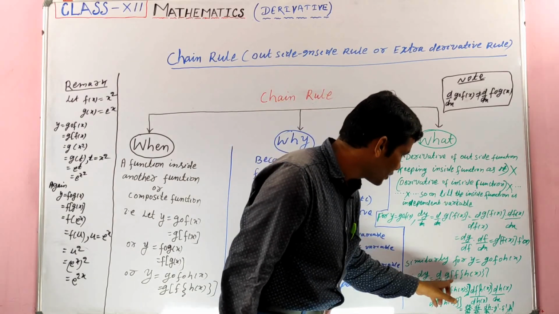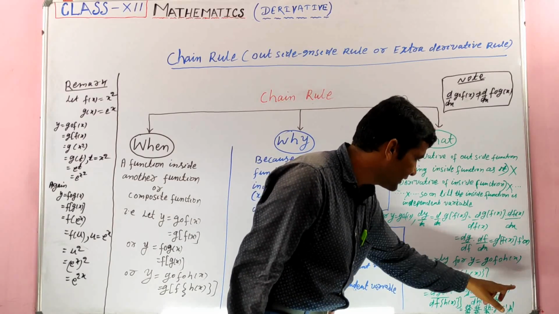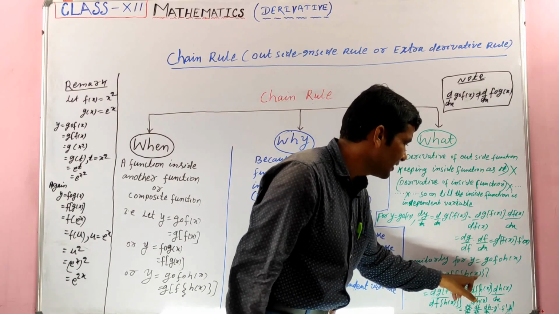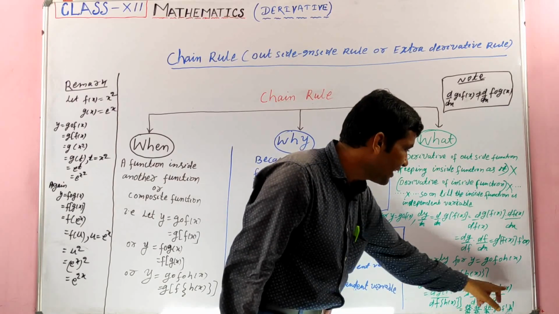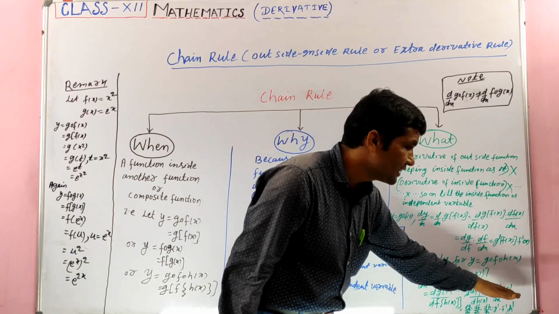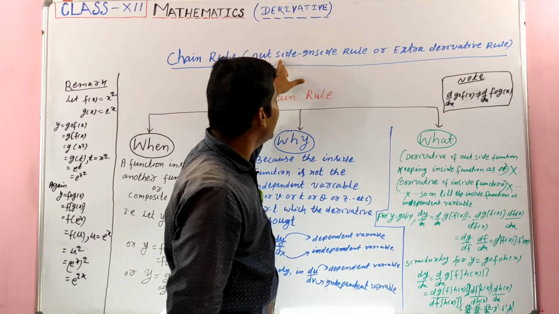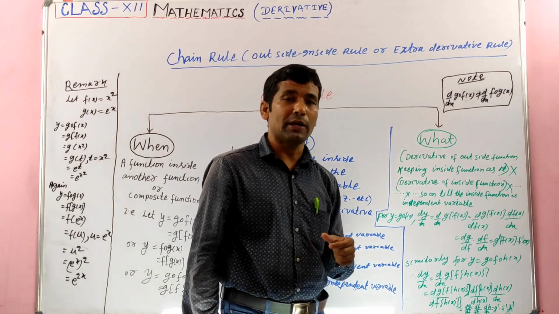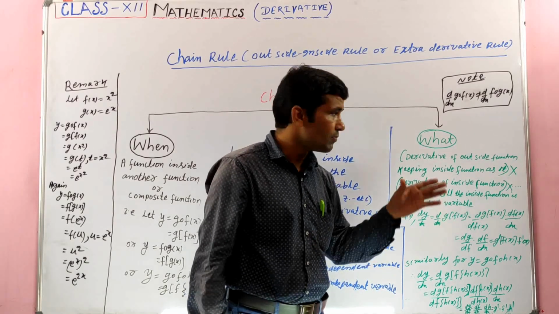Here the inside function is, in the first case, f of h of x, in the second case the inside function is h of x, in the third case the inside function is only the variable x. So till we get the independent variable x, we have to adjust it. That is why this is called the outside inside rule. That means first we have to find the derivative of the outside function, then the inside function.